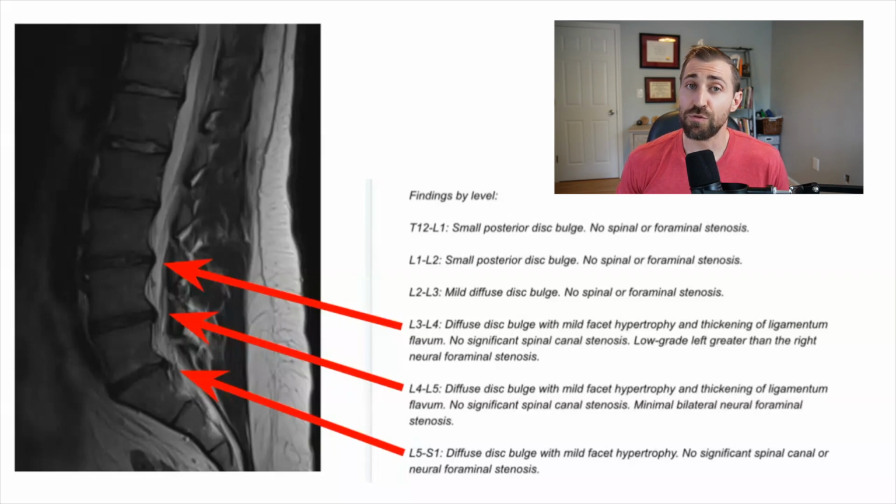Went to the emergency room, got some imaging right away. Wanted to make sure nothing serious was going on. And then maybe a couple weeks later, they find themselves in my clinic, right? Well, here's what his MRI showed, and here are the findings by level.